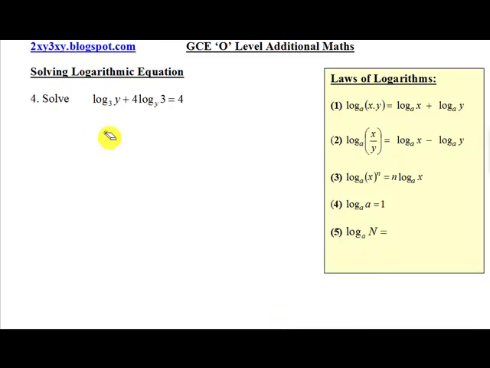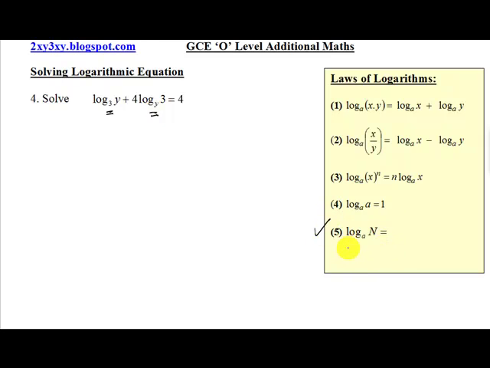In question number 4, we realize that the base of these two logs is not the same. If the base of the two logs is not the same, we cannot apply law 1 or law 2 to shrink the two logs into a single log. So now we have to change this 3 to a base of y, or change this y to a base of 3, so that we can apply law number 1 to shrink the two logs into a single log. How are we going to change the base of a log? Well, that is law number 5.